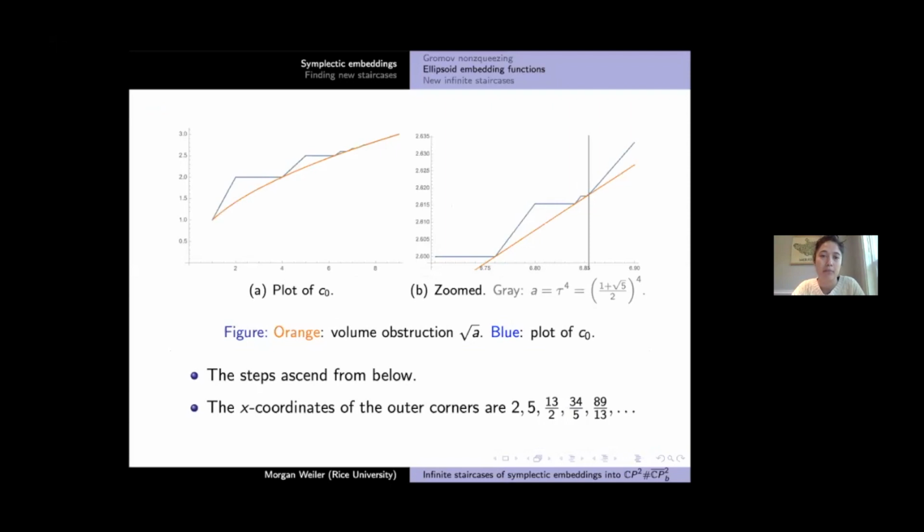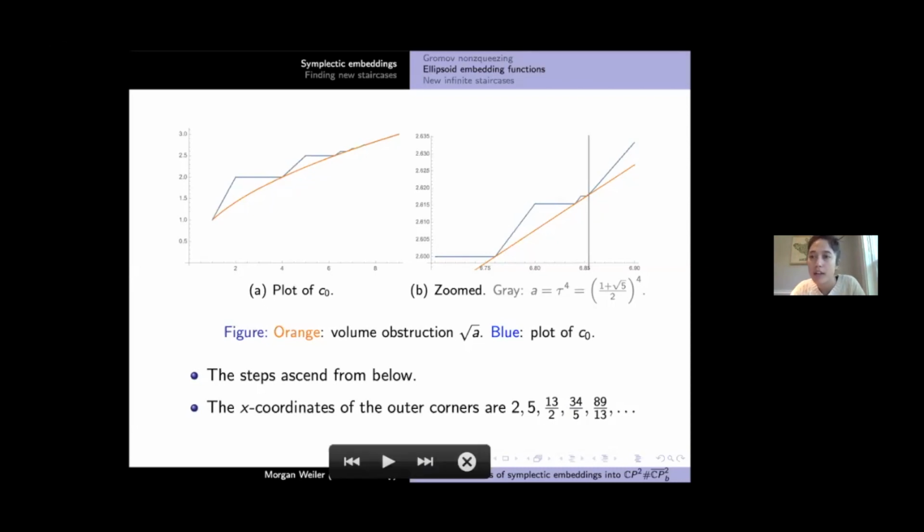So some pictures. On the left, here is a plot of c_0. You can see that the stairs accumulate from the left. You can only really see a couple of big stairs in this plot, and they accumulate at this point, as you can see at the right, with coordinate tau to the fourth, which is approximately 6.85. The orange curves in all of my plots are going to be the volume obstruction. The blue is going to be a plot of the ellipsoid embedding function. And here on the right, the gray is just the parameterized curve a equals tau to the fourth, so you can actually see where this accumulation point is supposed to be.